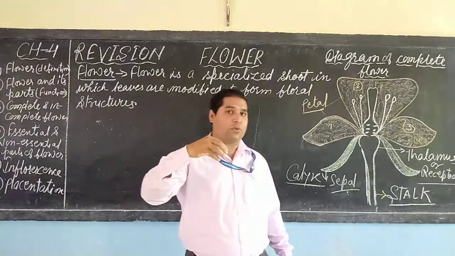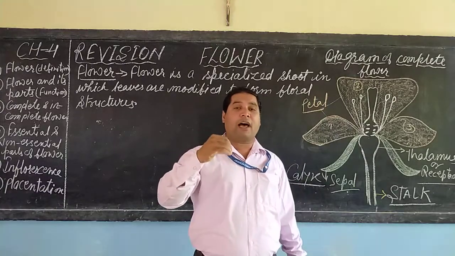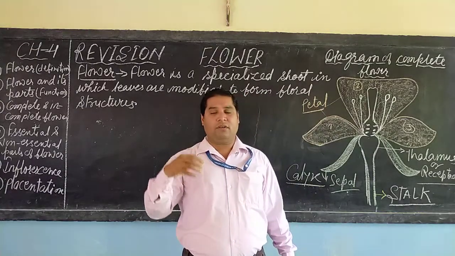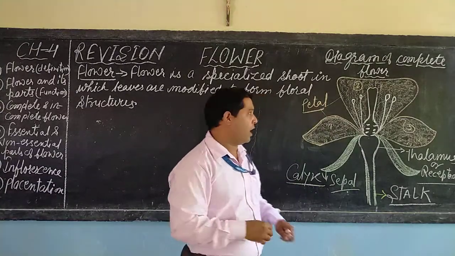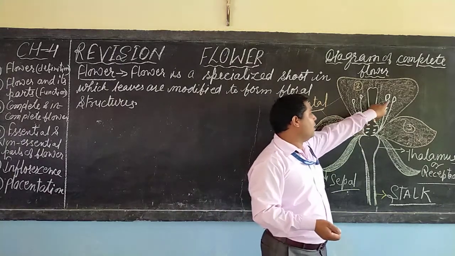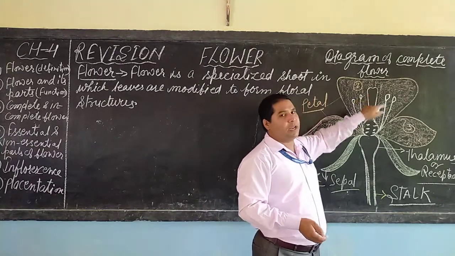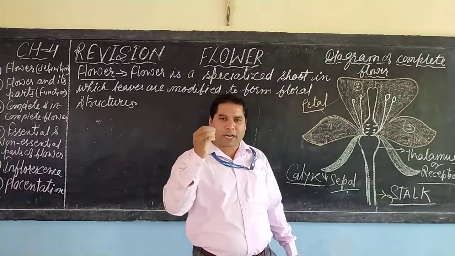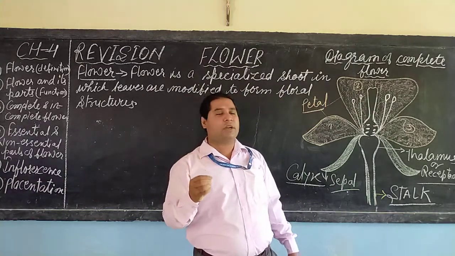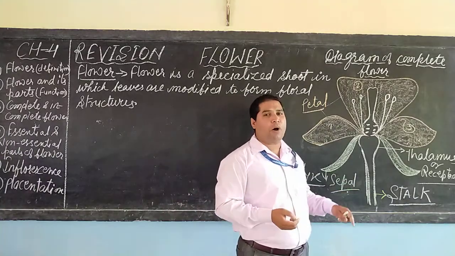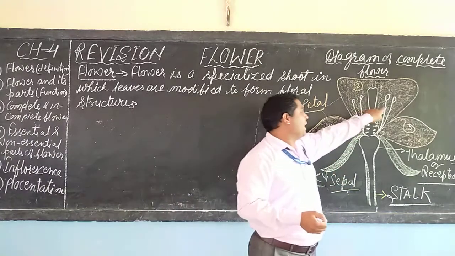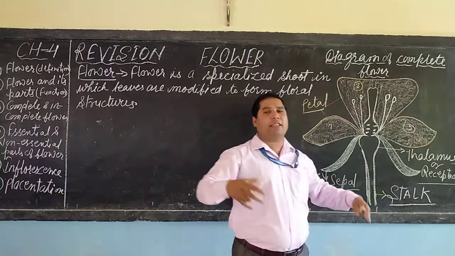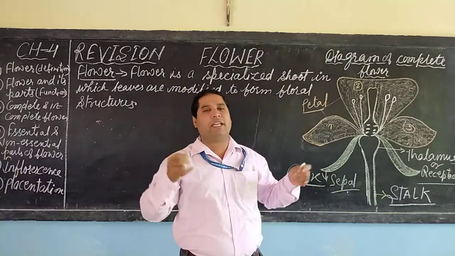For pollination. What do you mean by pollination? Transfer of the pollen grain from anther to stigma, from the male part to the female part. What are pollen grains? These are the reproductive materials which are transmitted with the help of agents from the anther to stigma, and the process is known as pollination.